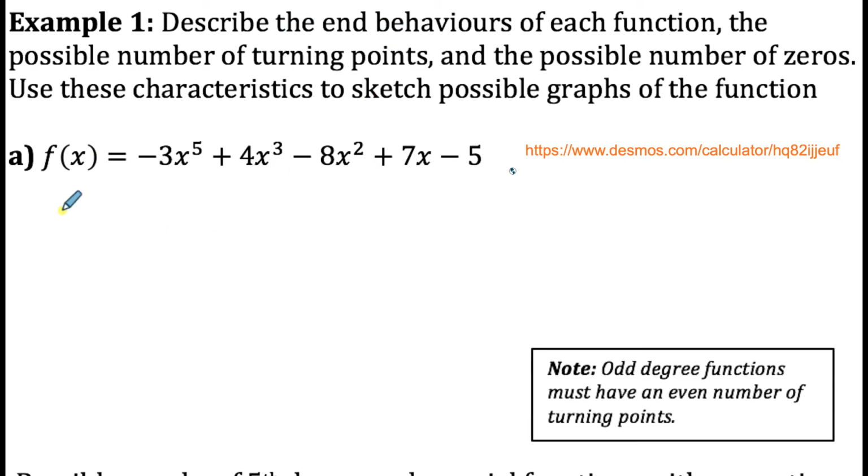Let's start by describing the end behavior of this one. So this function, it is odd degree. So I'm going to write odd degree. And it is a negative leading coefficient.